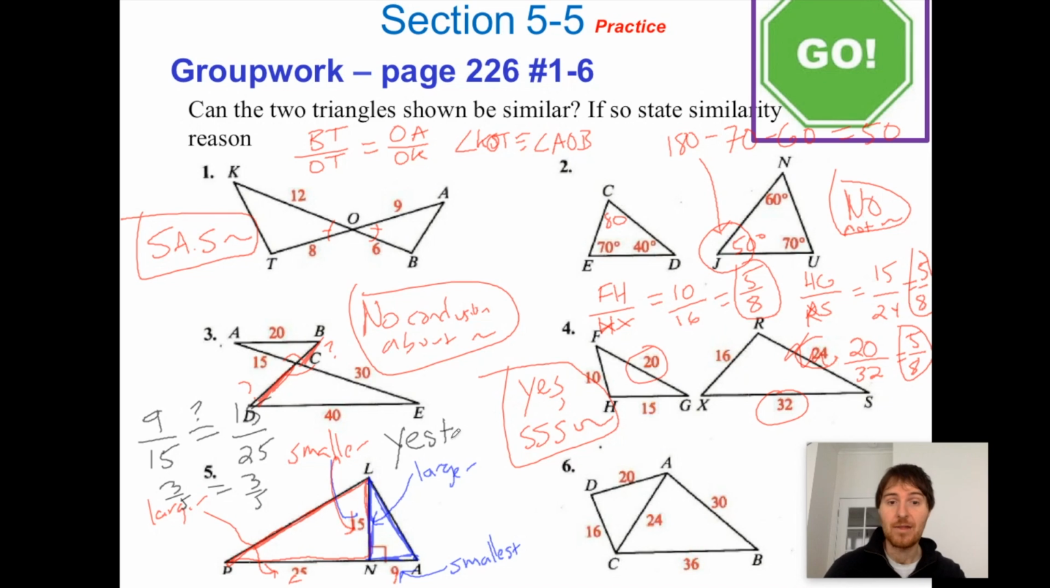And why? Oh, I got ahead of ourselves here. Why is this yes? So here I just have 2 side lengths that are in proportion. Not all side lengths are in proportion necessarily. Well, what did I miss here? Ooh, the included angle, right? Check it out here. The included angle here is a right angle here.